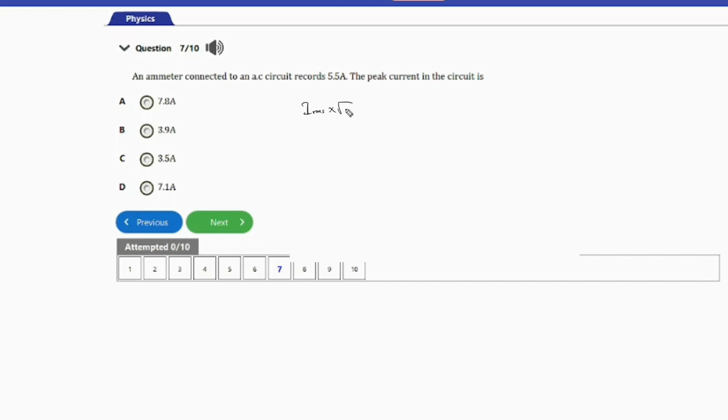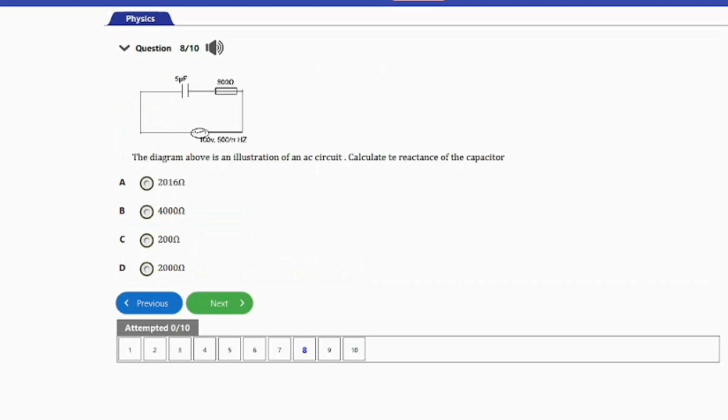So we're going to have that the peak current will be equal to the root mean square current, which is 5.5 amps, then times root 2. So this will give us 7.8 amps, and that's option A here, guys. So that's it for this question. Let's go ahead and consider the next question, guys. So guys, the next question here is question number 8. It says, the diagram above is an illustration of a circuit.